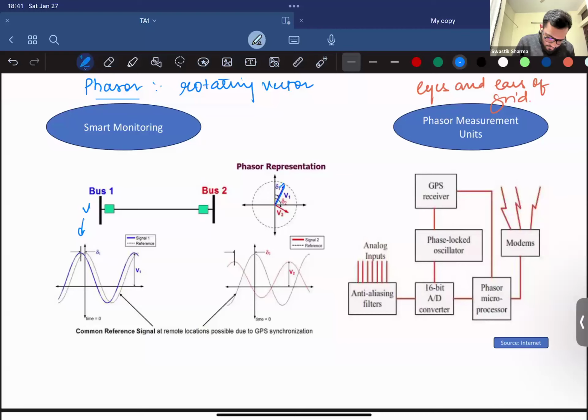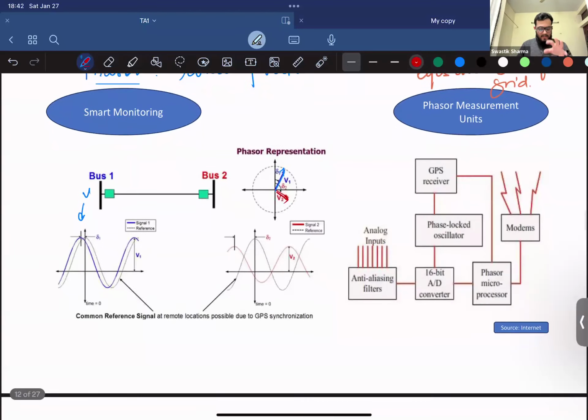So we have V1 here and V2 here. The length of this arrow denotes the magnitude of the quantity. So this is the phasor representation. We know that it's rotating anti-clockwise and it's making a delta 1 angle with respect to the common reference signal. So what are basically phasor measurement units?